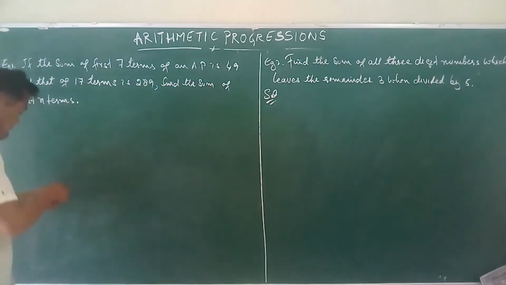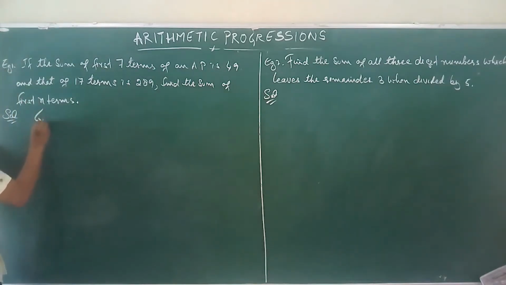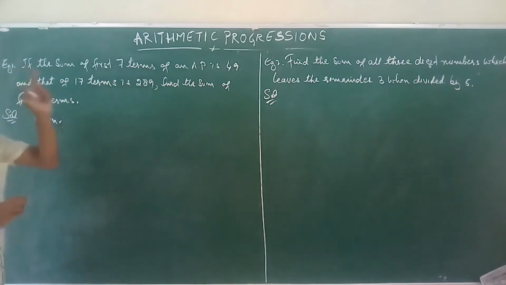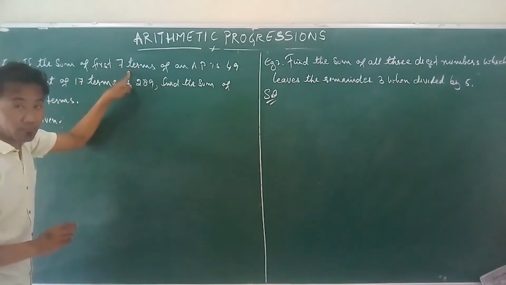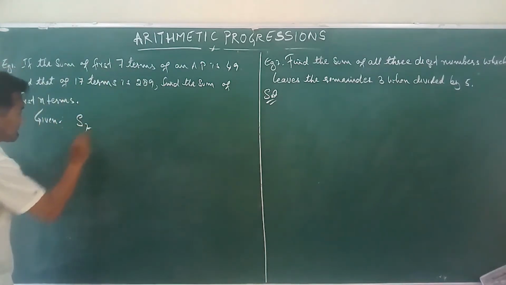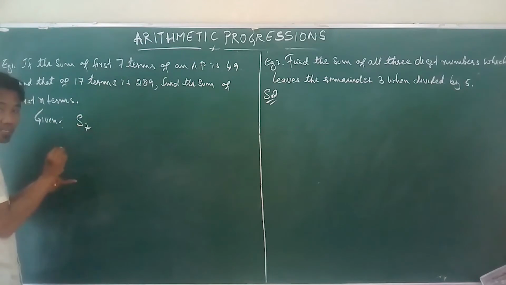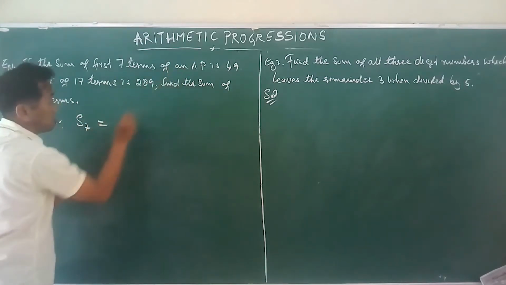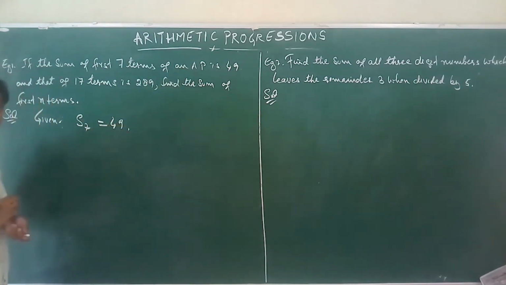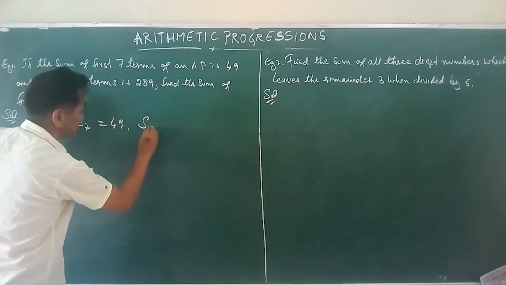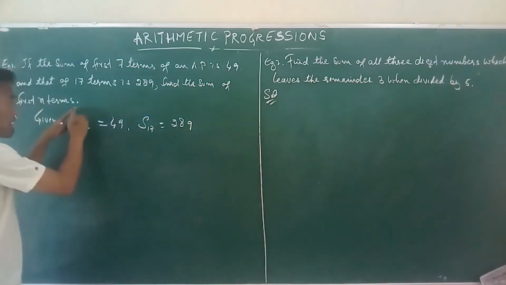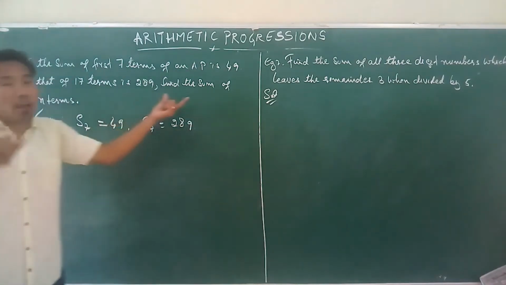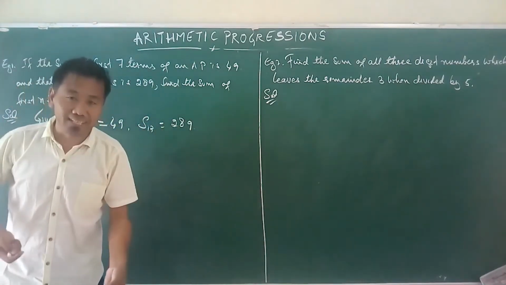So what is the given here? The first given is the sum of the 7th term, that is S7, which is 49. And the second given is the 17th term, that means S17, which is equal to 289. By using these two givens, we are able to find the sum of the first n terms.